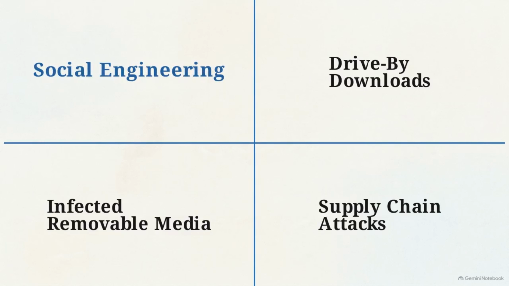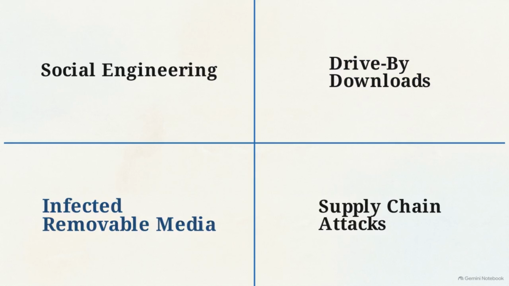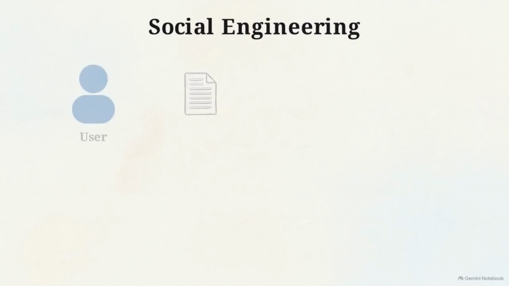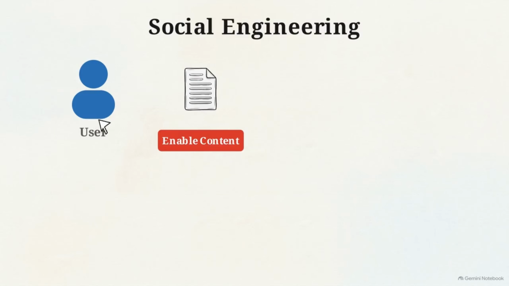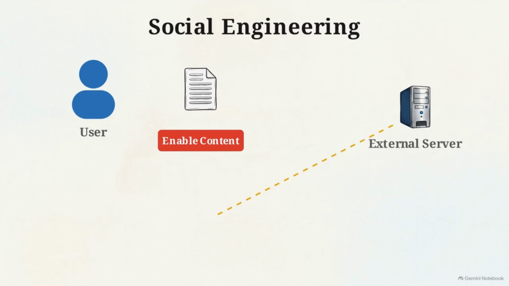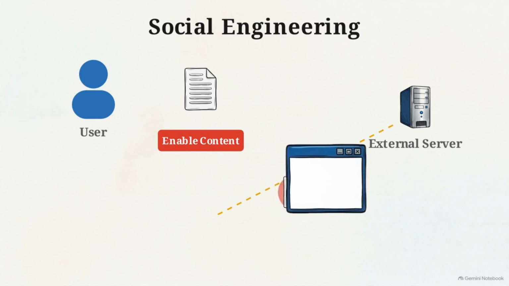This four-quadrant matrix illustrates the primary ways malware breaches a system. The four main vectors are social engineering, drive-by downloads, infected removable media, and supply chain attacks. Focusing closely on the social engineering quadrant, you see the mechanics of a macro attack. When a user opens an infected document and clicks Enable Content, they grant permission for an embedded script to run. That script reaches out to an external server, retrieves the main malware executable, and runs it entirely in the background.